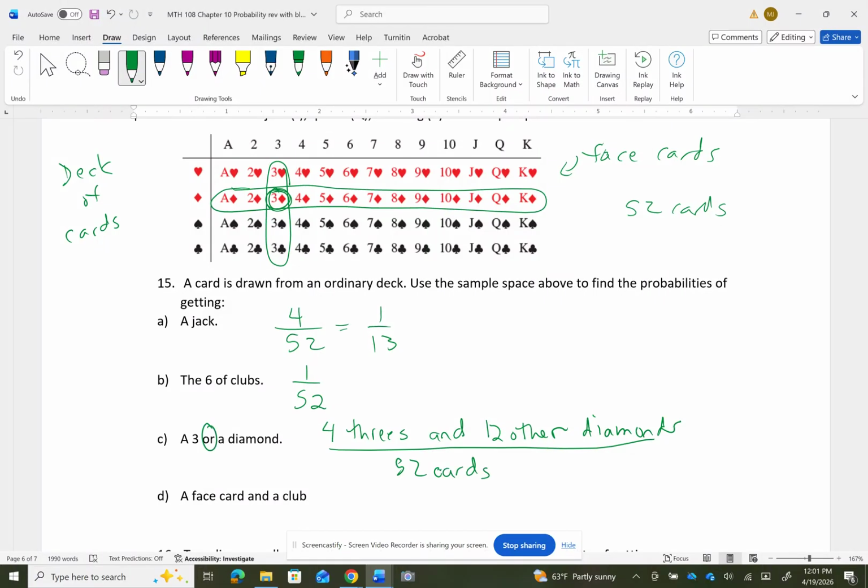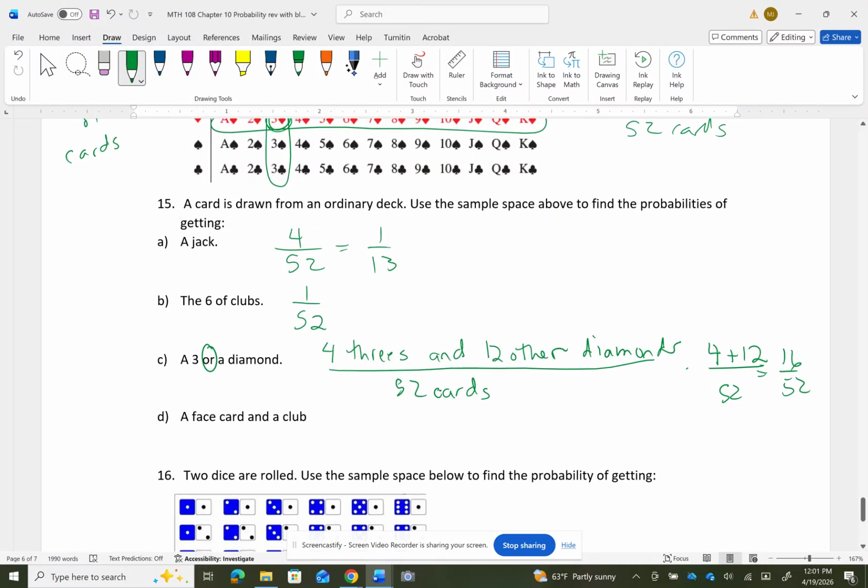So if it's an "or" like that, I could do the 4 3s plus the 12 other diamonds, which would be 16 out of 52. And that would simplify to be... 4 goes in there 4 times, 4 goes in there 13, 4 13s.